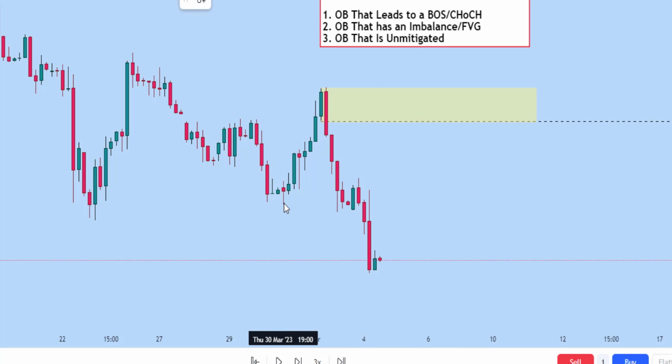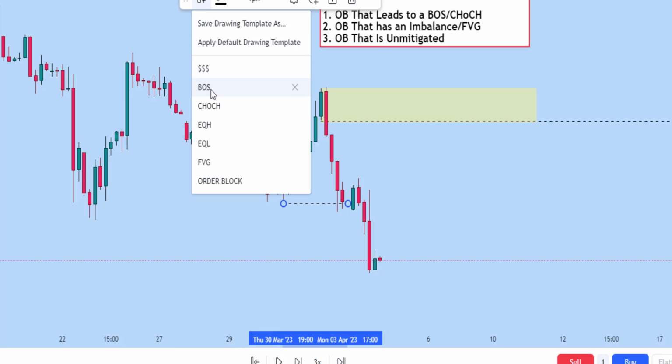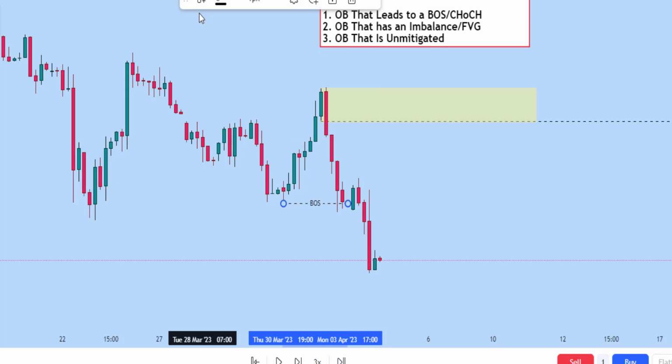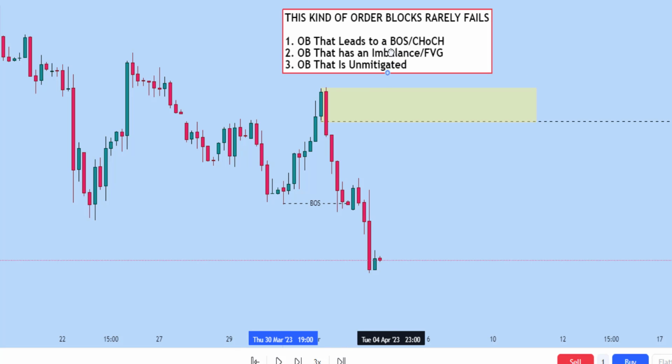This is a breakup structure at this point. So we can actually say that we have found one of the requirements for a high probability order block. These kinds of order blocks really fail. So this is a breakup structure.